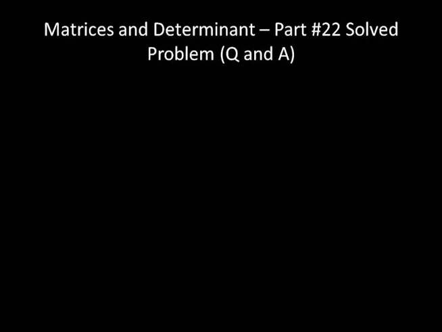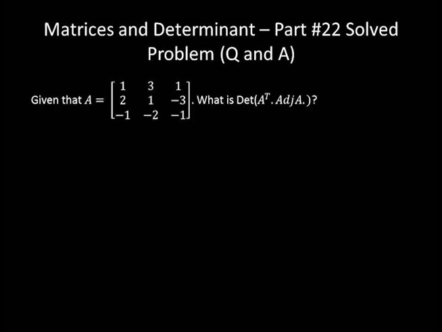In this part 22 of the Matrix and Determinants English series, we will solve one question concerning the determinant of a matrix and properties of determinants. Given that matrix A equals this 3 by 3 matrix, what is the determinant of A transpose times adjoint of A? First, let's simplify this expression.